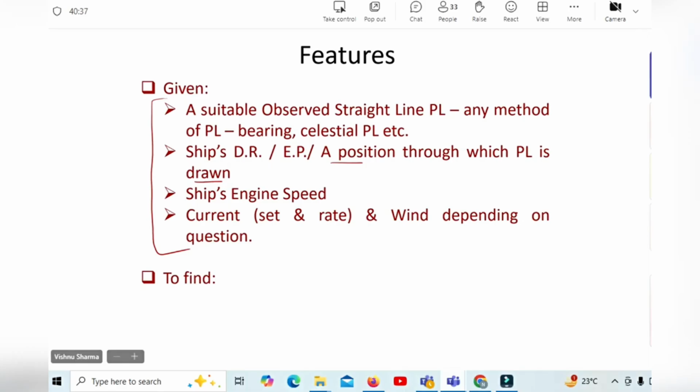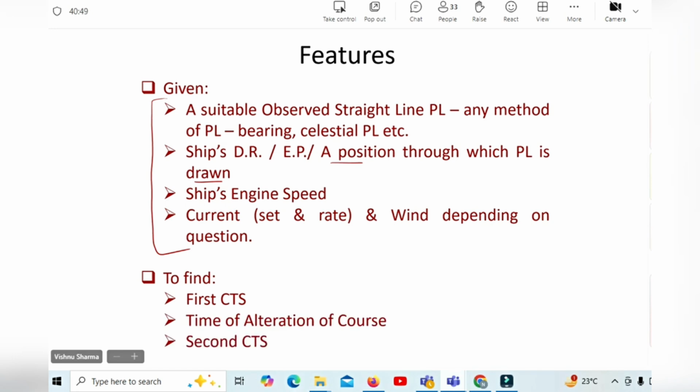They will expect you to find the first CTS, the time when you alter the course, and the second CTS. Maximum they can ask you to find these three things, or two, or any one of them. Nothing more than this can be found or answered in this question.